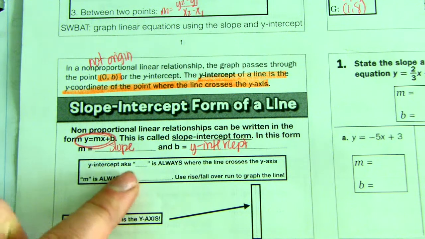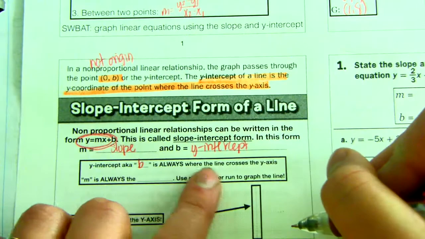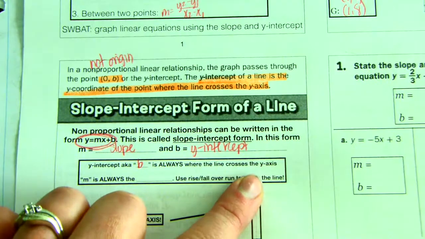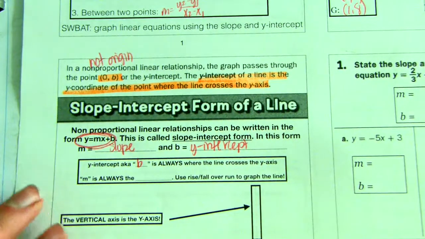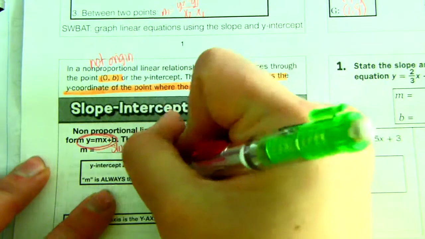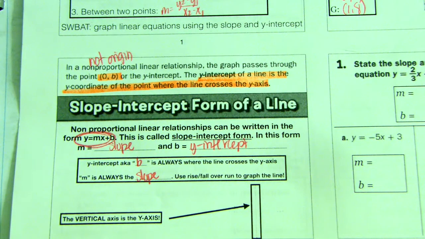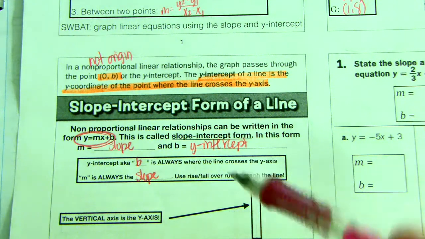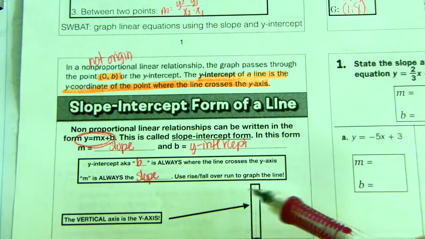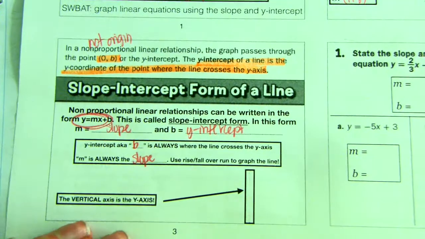So the y-intercept, aka b, is always where the line crosses the y-axis. I like to say that's where the graph starts when we start graphing them. M is always the slope. On a graph, we can use the rise over run to graph a line. This is a very light one, but remember that the vertical axis is the y-axis.